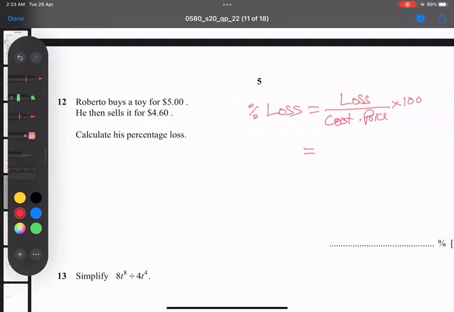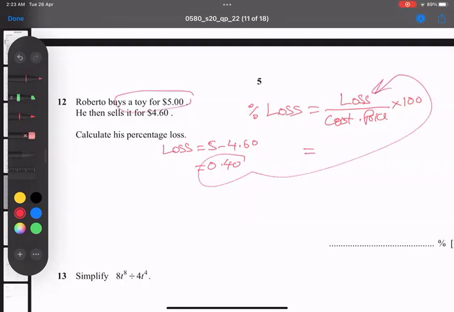How to get the loss? The loss is very clear. From $5 subtract $4.60, and I get $0.40 loss. The loss will come in the numerator, and the cost price will go in the denominator, and that's it. Game is over. So 0.40 over 5 cost, into 100. If I type 0.4 into 100 divided by 5 in the calculator, I get 8% loss.